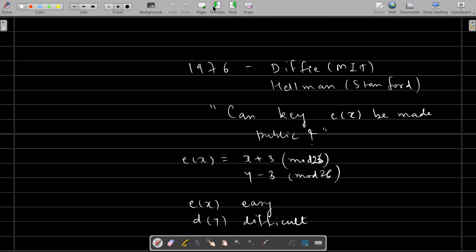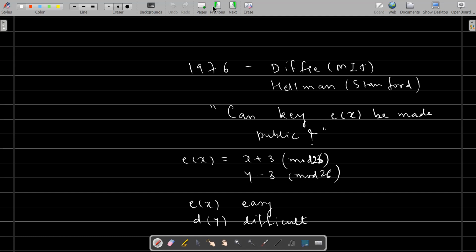If E is difficult for A to encode, it will be difficult. So E of X should be easy. What is the method used by A? Obviously, A wants to send a message to B in some encoded language. So for A, it should be easy, in the sense that it should be practically possible. But suppose A declares, "I'm using this method, I'm using E of X equal to this." Still, for others, like you or any third party, D should be difficult. That's the idea.